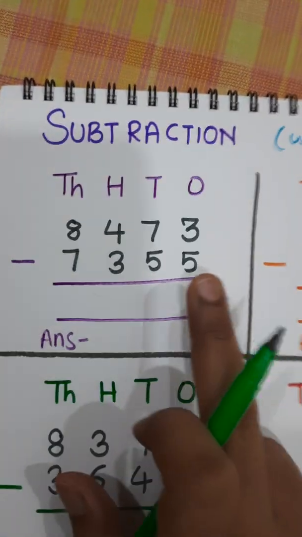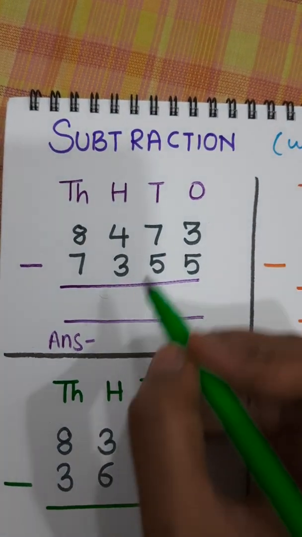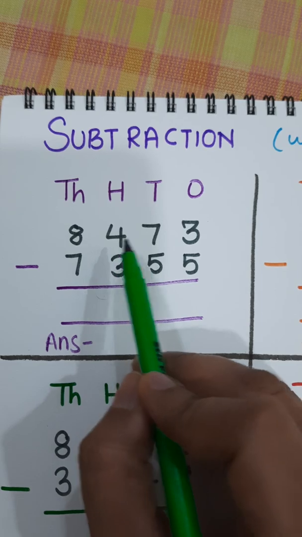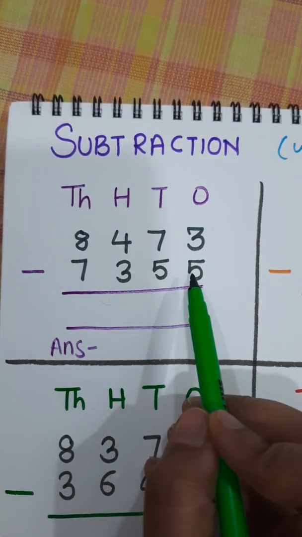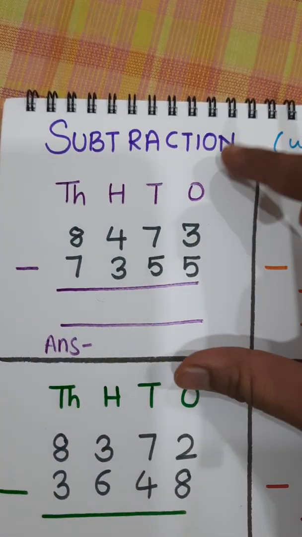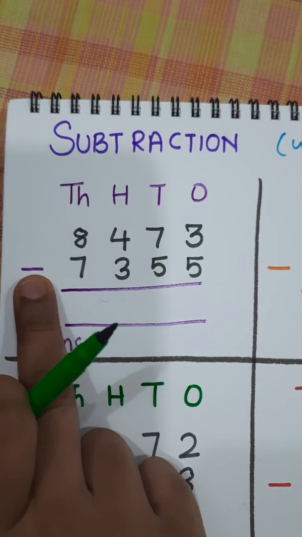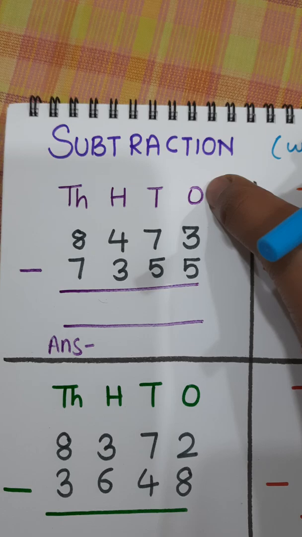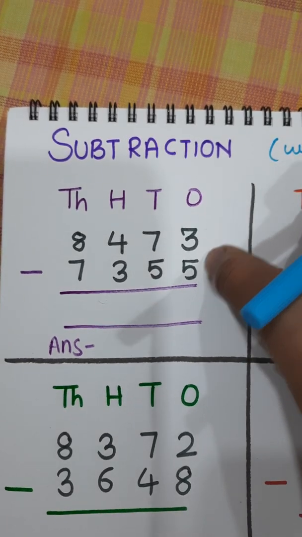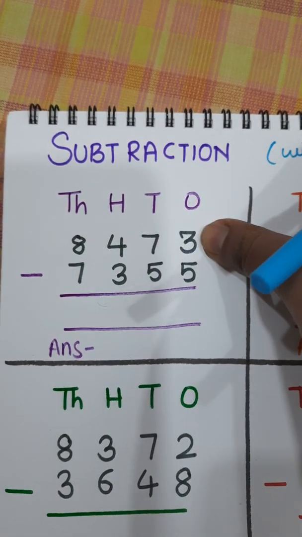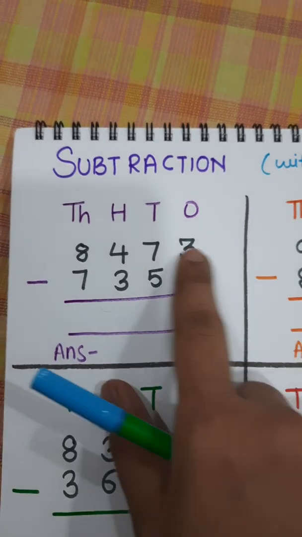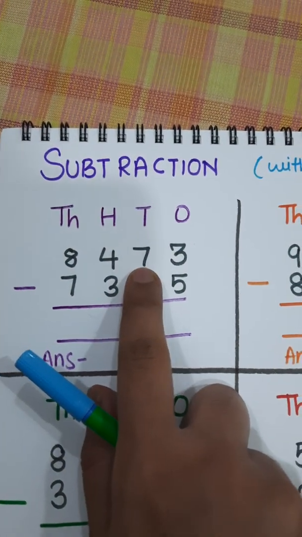Let's start with our first example. Here you have minuend as 8473 and subtrahend. It is the same as addition, the only difference is the sign. So you need to take care which sign it is. Here at ones place I have 3 and 5. Oh my god, 3 is weaker, 3 is less than 5. So what do I do? Go next door, take 10 more.